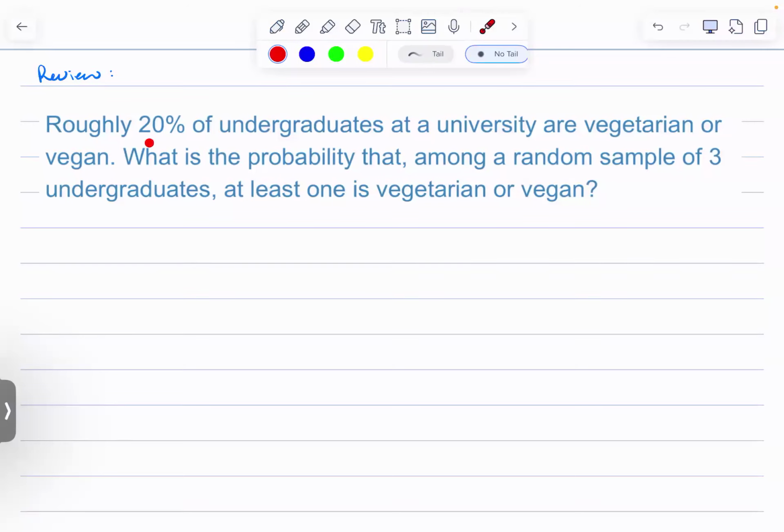If we're told that roughly 20% of undergraduates at a university are vegetarian or vegan, what's the probability that among a random sample of 3 undergraduates, at least one is vegetarian or vegan? And so the first thing I'm going to do to make my life a little bit easier is to group these and call it capital V. It's just going to denote vegetarian. I was going to say veg, but then vegan doesn't work either. Vegetarian or vegan.